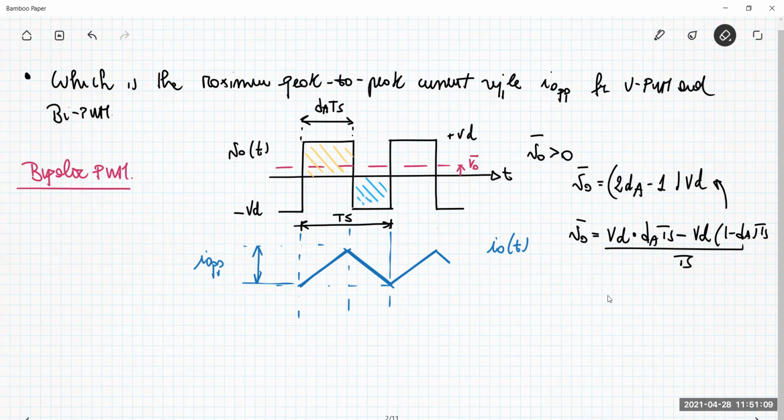It's easy to see that this quantity is exactly what we found out from general considerations about the 4-quadrant converter. So this is just to verify what we already know from the previous situation. The average value of the output voltage can be negative or positive depending on the value of the duty cycle dA. We call dA minus 1 the equivalent duty cycle, if I remember. So what is the slope here of this output current, which is rising up?